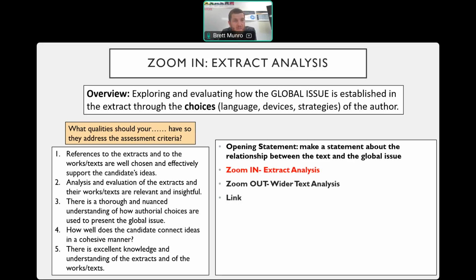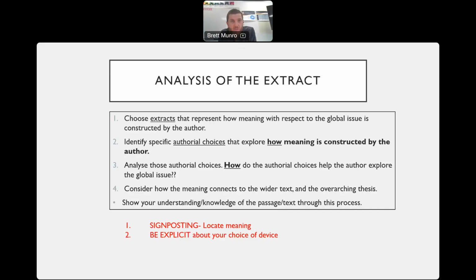Your analysis and evaluation should be relevant and insightful. There should be a thorough and nuanced understanding of how the authorial choices are used to present the global issue, and your ideas should be made in a cohesive manner. This section should also demonstrate that you have a strong knowledge and understanding of the extracts and of the works and text more broadly. We then shift from our zoom in into our zoom out. But before we do that, I want to talk about how we can analyze the extract.